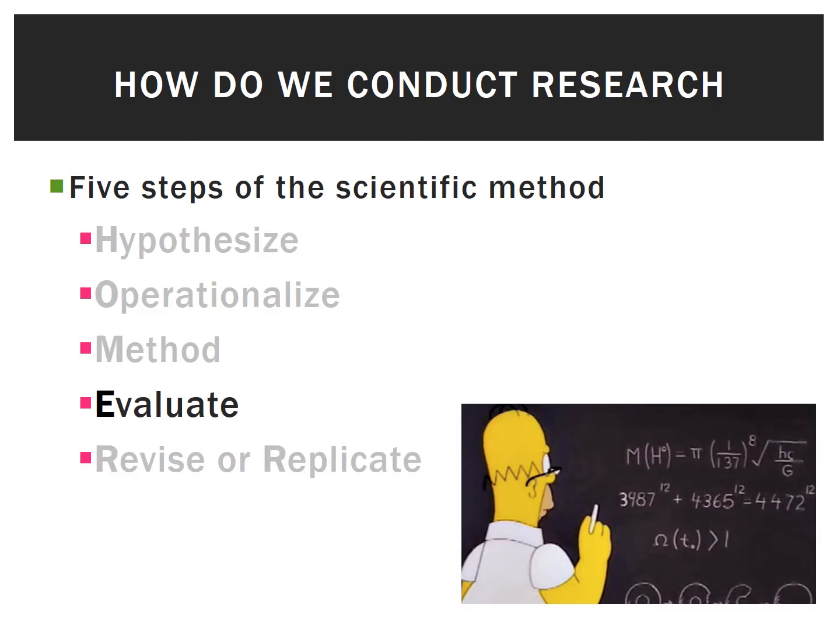All right, so last week, we talked about 5 steps of the scientific method. We talked about hypothesizing, operationalizing, choosing which method you want to use. So now we're on to the 4th step, which is evaluating the study once you've already done it, then on to revising or replicating, and then we'll wrap up today with talking about research ethics.